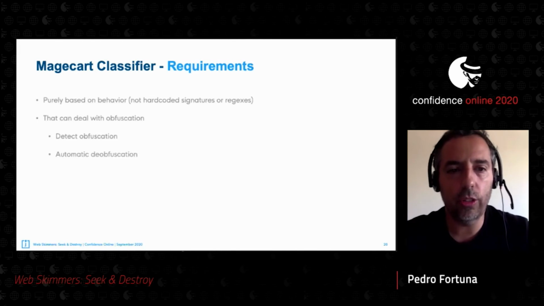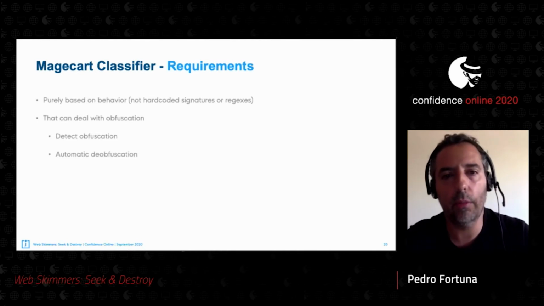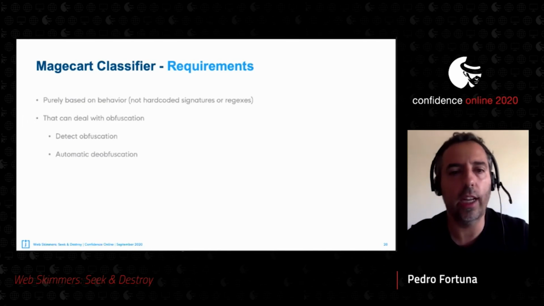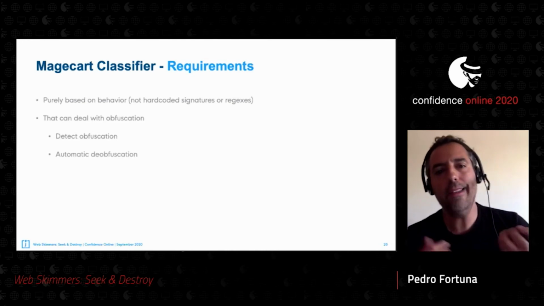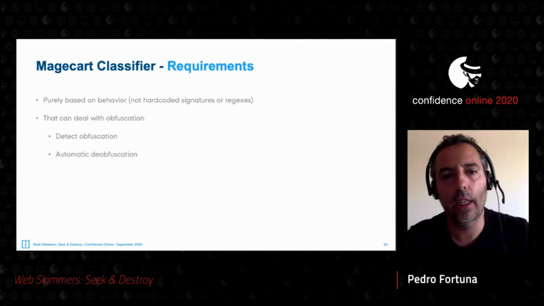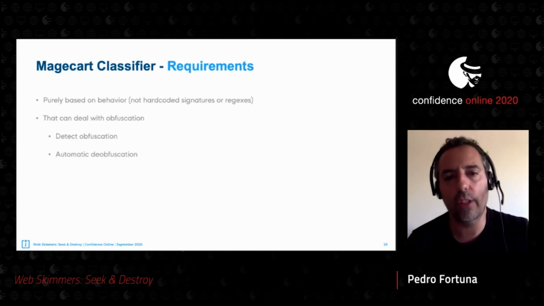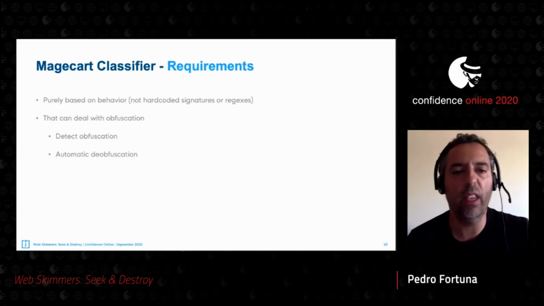It should also deal with obfuscation. Most skimmers are obfuscated, and since we are using static code analysis, we have to have a way to look underneath the obfuscation to be able to pick up the features that we are looking for. So the solution needs automatic deobfuscation in order to be effective.